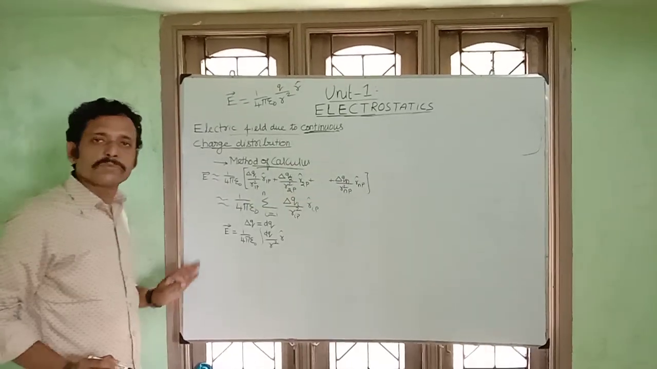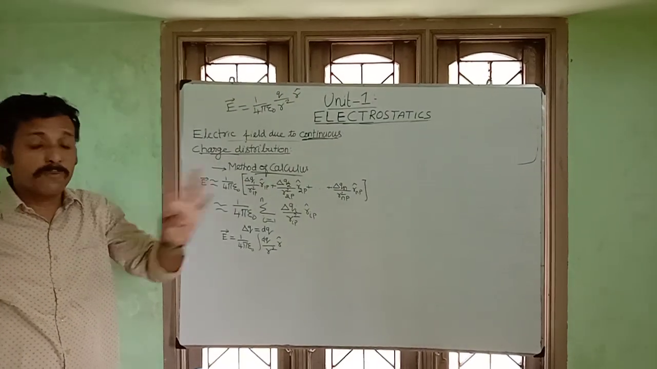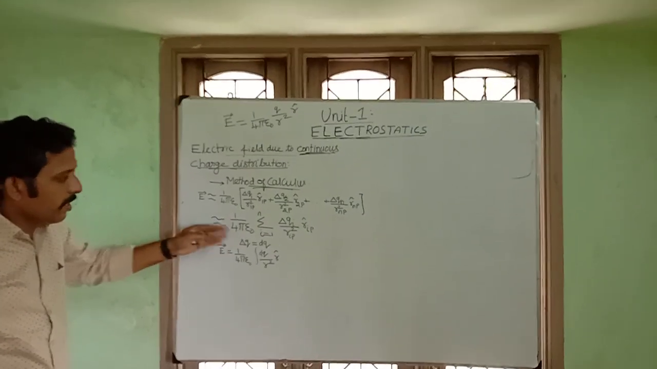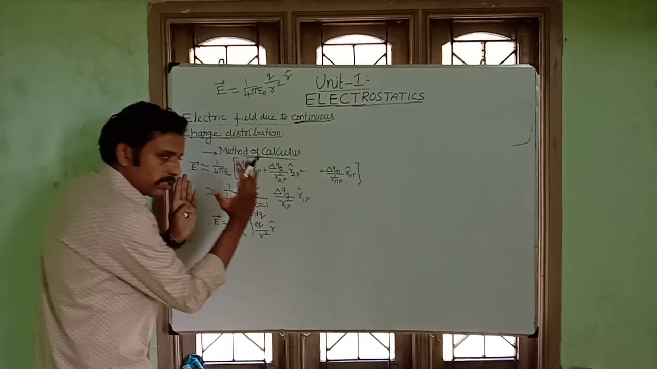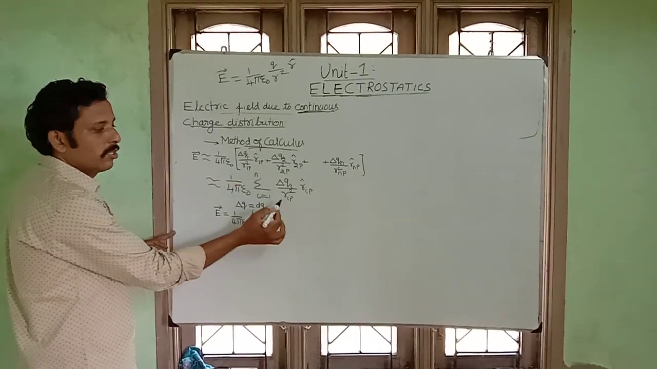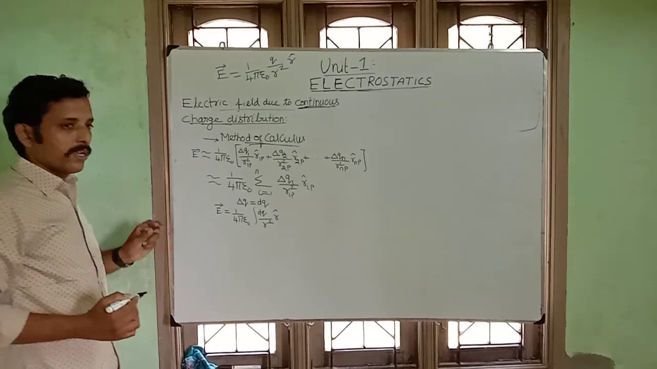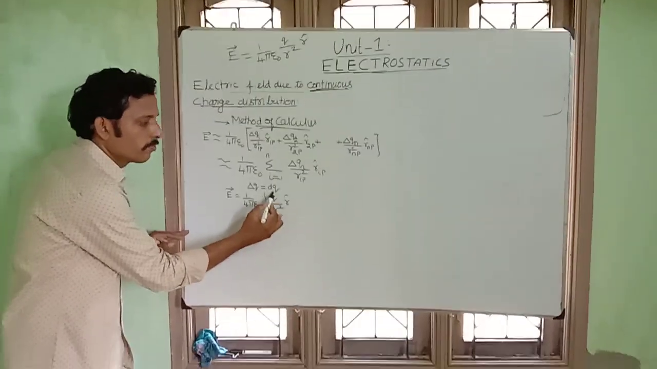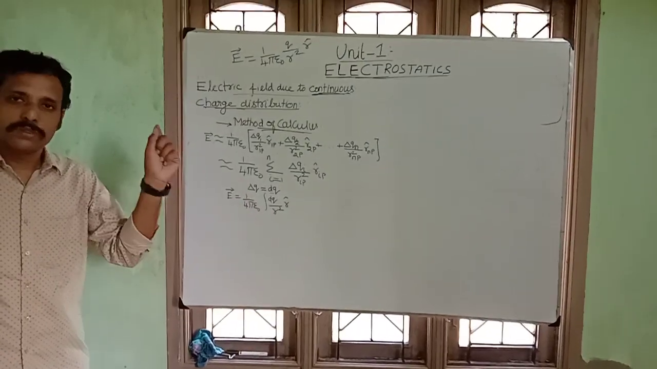Up to n. This is not for a point charge, but for a larger number of charges. Now we can write it in a short form as a summation: the summation of i equal to 1 up to n, so that we get this expression. Now let us take this delta q as dq.